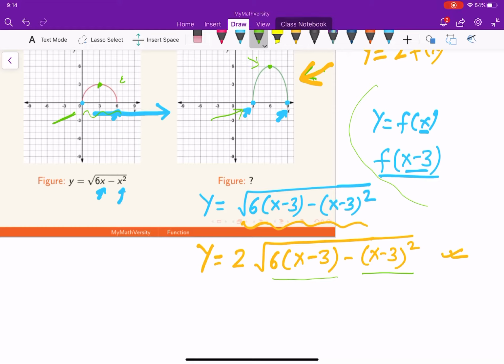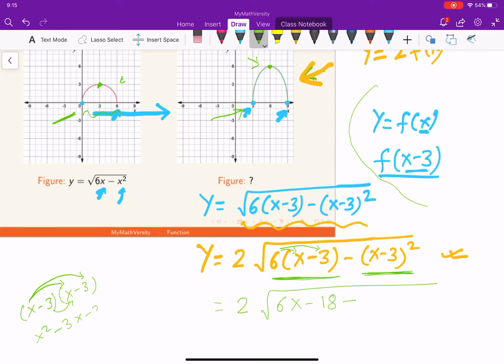What we can do here is keep the 2 as it is, and distribute by 6 over here, so we get 6x minus, 6 times 3 will be 18. And then minus the square of x minus 3: multiply x minus 3 with x minus 3, first term with first term, we get x squared, x with negative 3 gives negative 3x, negative 3 times x is another negative 3x, and negative 3 times negative 3 is positive 9. So we get x squared minus 6x plus 9. That's what we can get.